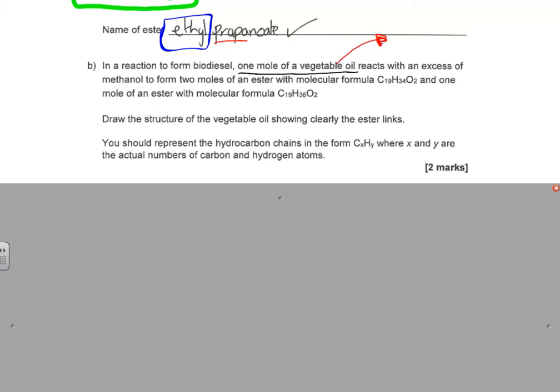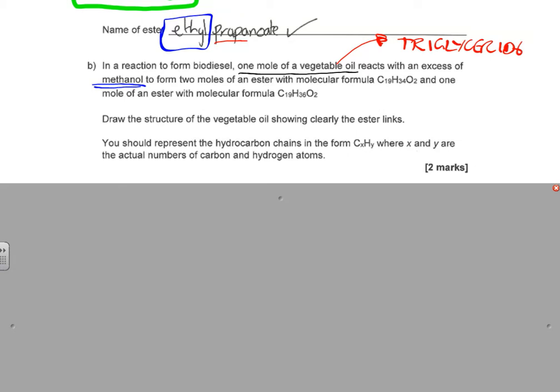A vegetable oil is a triglyceride. So I've got 1 mole of a triglyceride. Now I'm reacting it with excess methanol. That's a little bit of a clue here, and we'll talk about that because this is going to be a trans-esterification reaction. So if you go back to carboxylic acids part 2, or maybe it's part 1, I've forgotten now. But if you go back to your notes, it must be part 1, then you'd look at the trans-esterification right at the end of that pack.